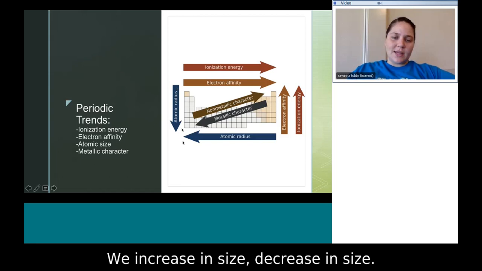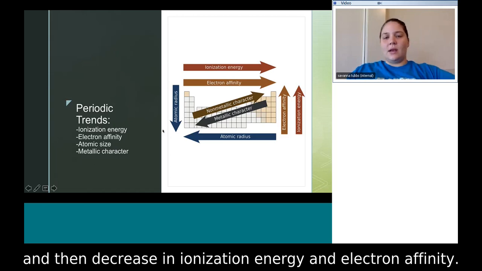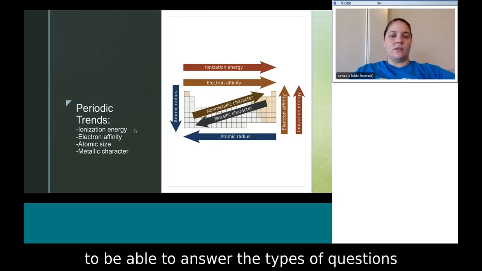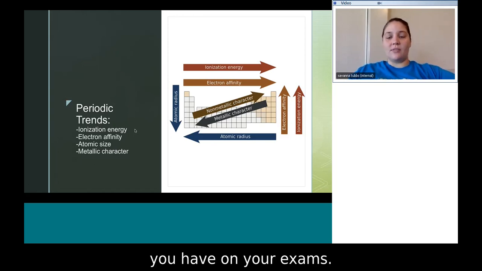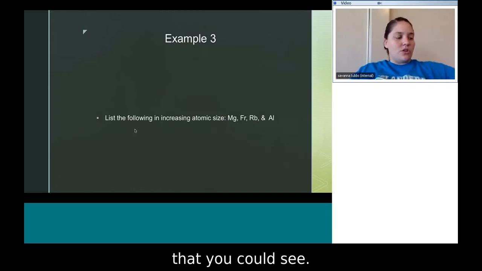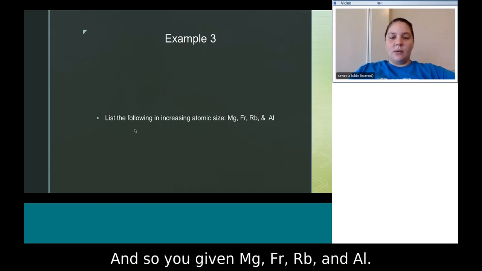So we become more metallic, we become less metallic. We increase in size, decrease in size, increase in electron affinity and ionization energy, and then decrease in ionization energy and electron affinity. So really all you have to know is this table to be able to answer the types of questions you would have on your exams. So let's go through a couple possible questions that you could see. List the following in increasing atomic size. And so you're given Mg, Fr, Rb, and Al.